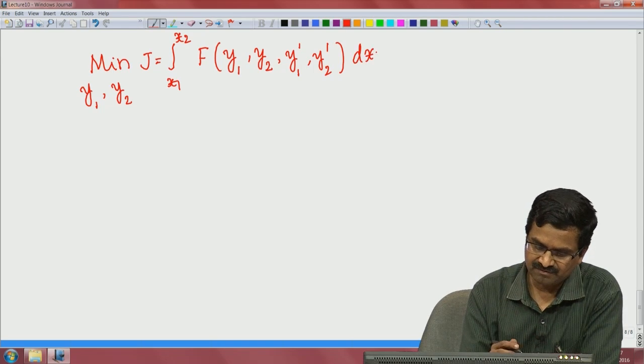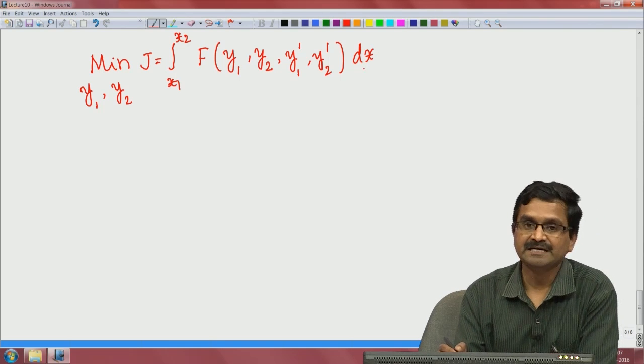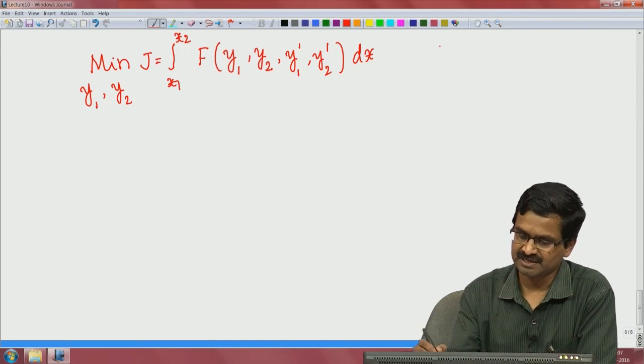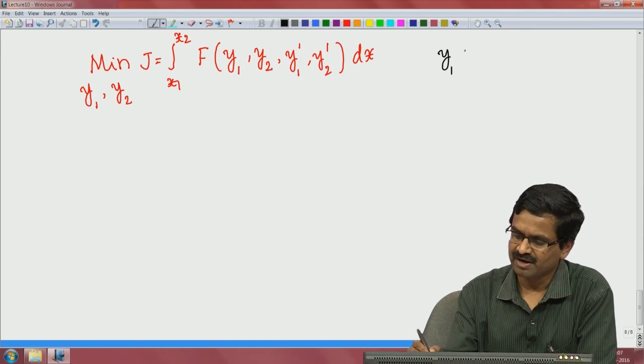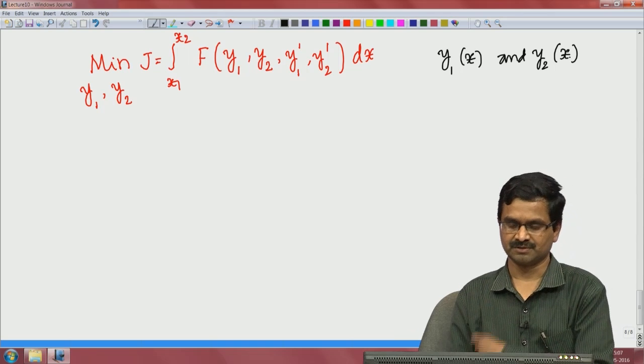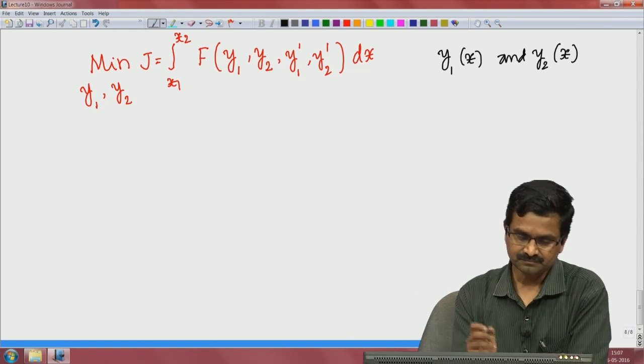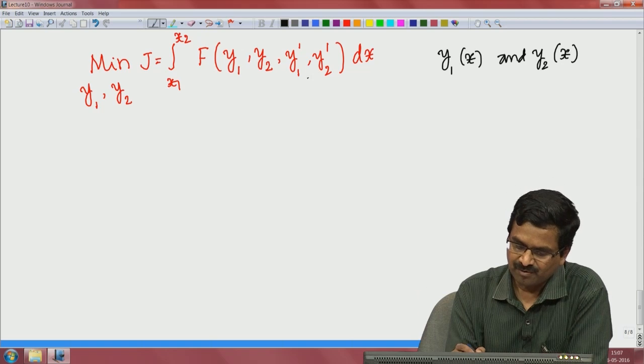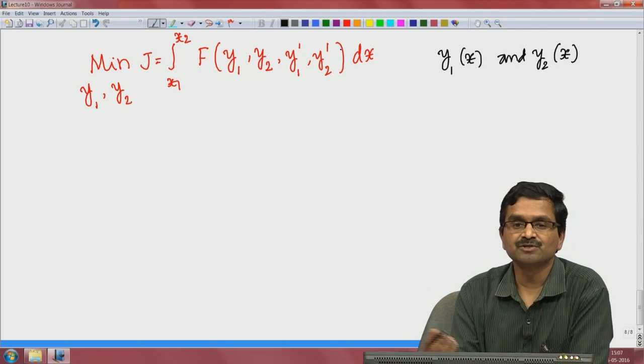So, we still have one independent variable only, x. That means that our unknowns are y1 of x and y2 of x, two unknowns. Okay. And both of them have up to first derivative only, but that can also be n derivatives.